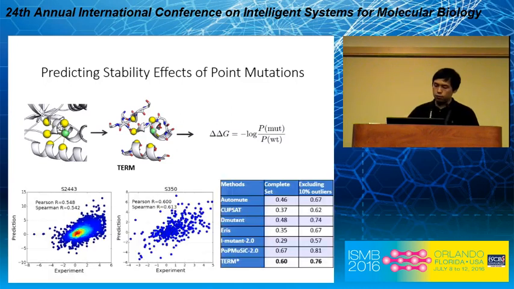And we have promising performance on the public dataset of experimentally measured thermodynamic parameters. In a large dataset, we have a good correlation, and in a smaller dataset, which enables direct comparison to many other predictors, our TERM method actually outperforms many of the other predictors out there.